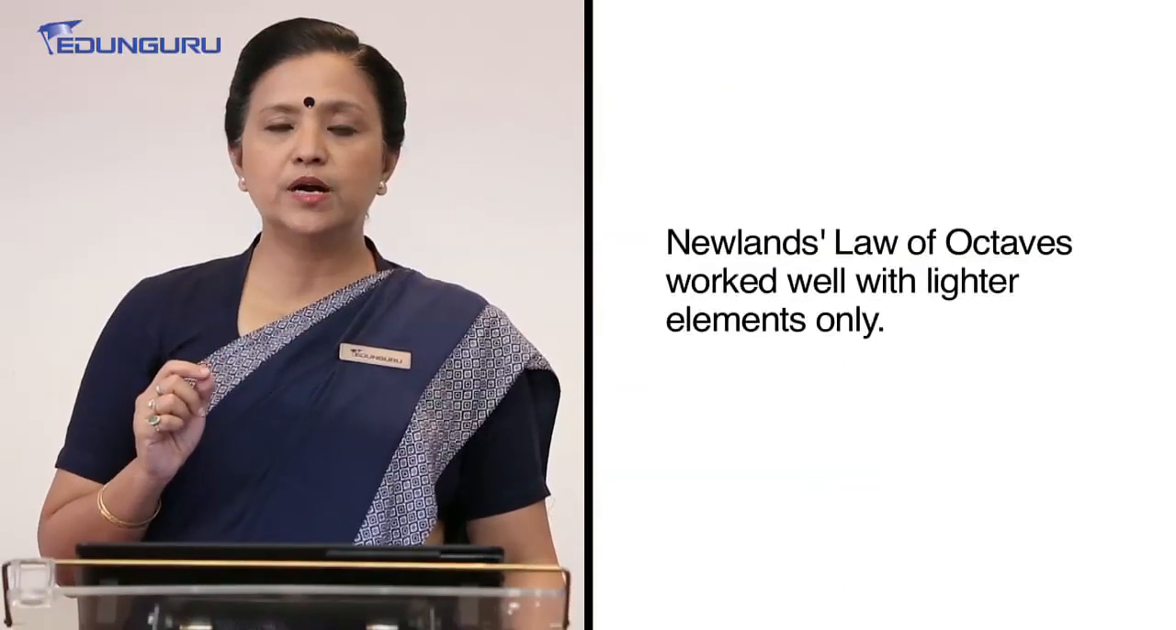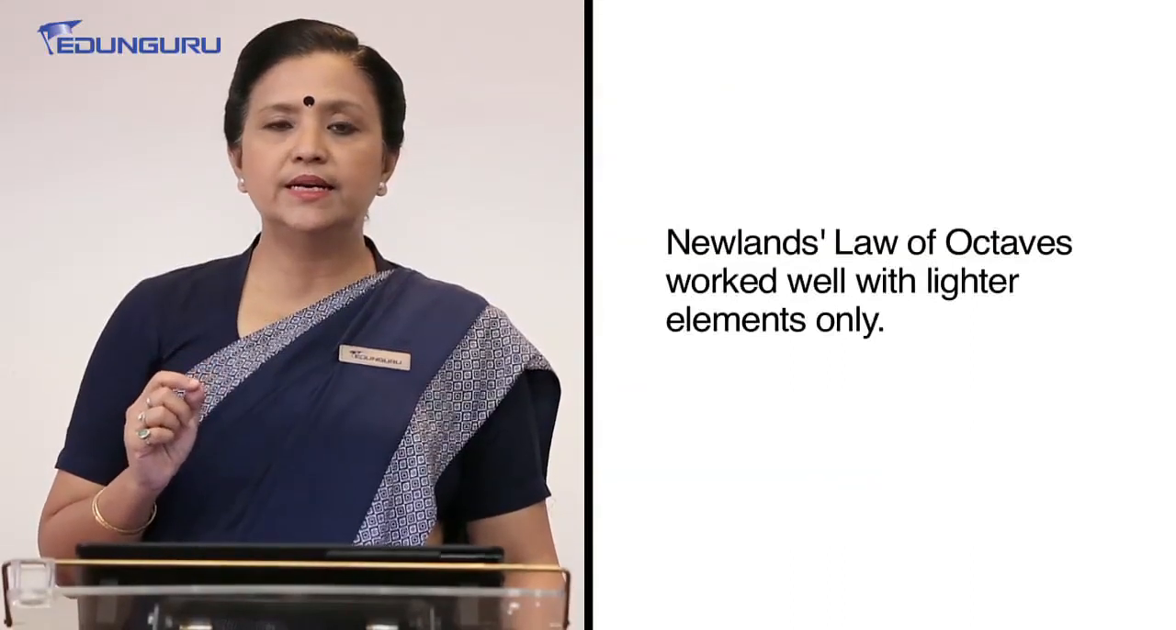For example, cobalt and nickel were placed together, in the column containing fluorine, chlorine and bromine. But the properties of cobalt and nickel are totally different from those of halogens. Iron, which has similar properties to cobalt and nickel, was placed far away. So these were the drawbacks of Newlands' classification, and his classification worked well only with the lighter elements.